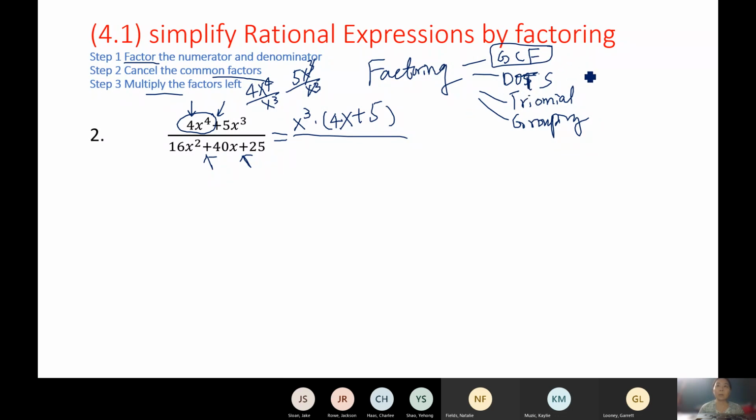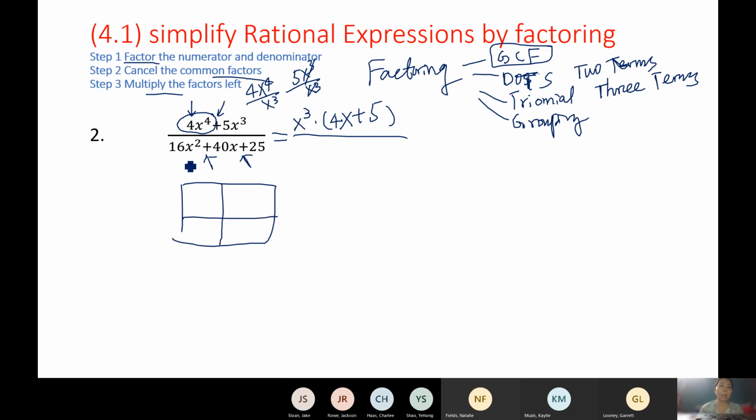And for the rest of them, it's easy to determine. If you have 2 terms, check whether it's a difference of 2 squares. If you have 3 terms, you check whether it's a trinomial. And in this case, we have exactly 3 terms. So to factor that, there are different ways to do it. The way I taught in class is to break down 16x squared: 4 times 4 is 16, x times x is x squared. And break down 25, that gives us positive 5 times positive 5.